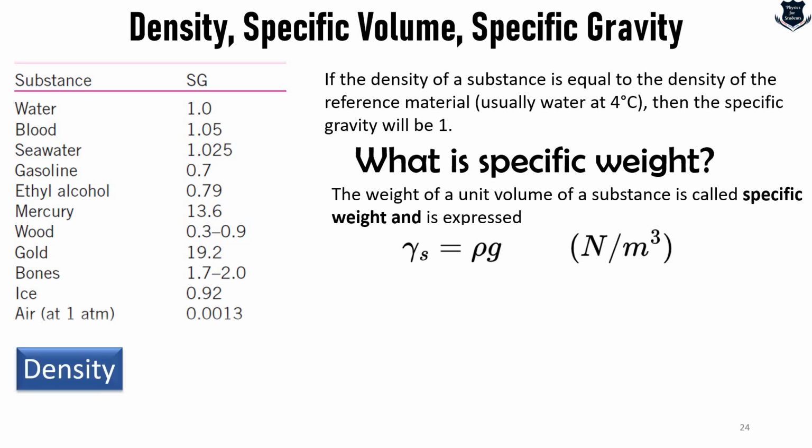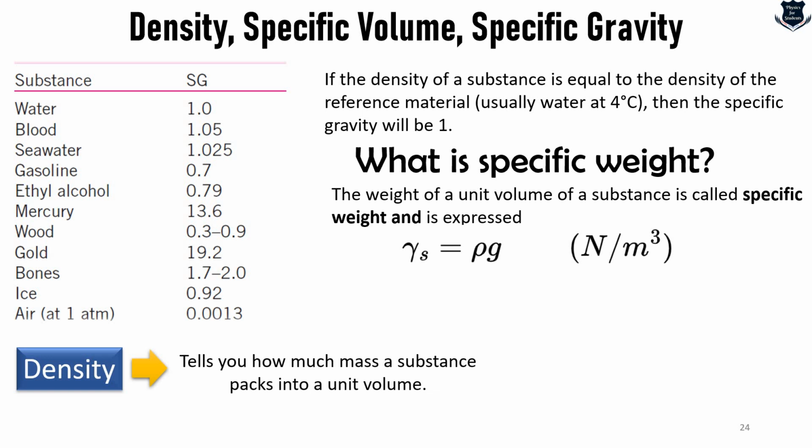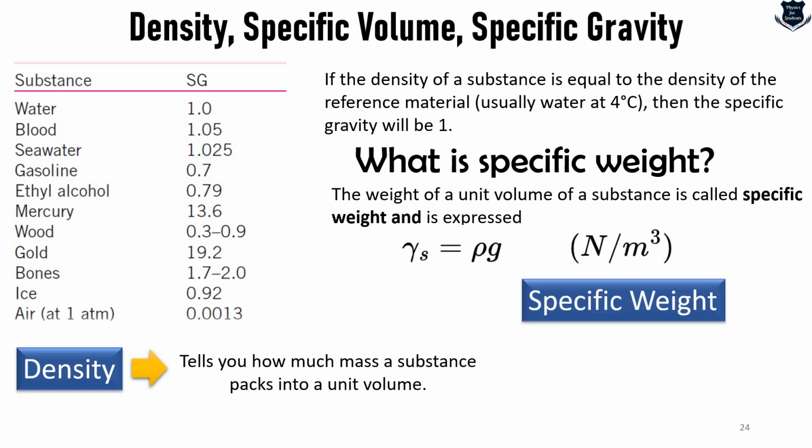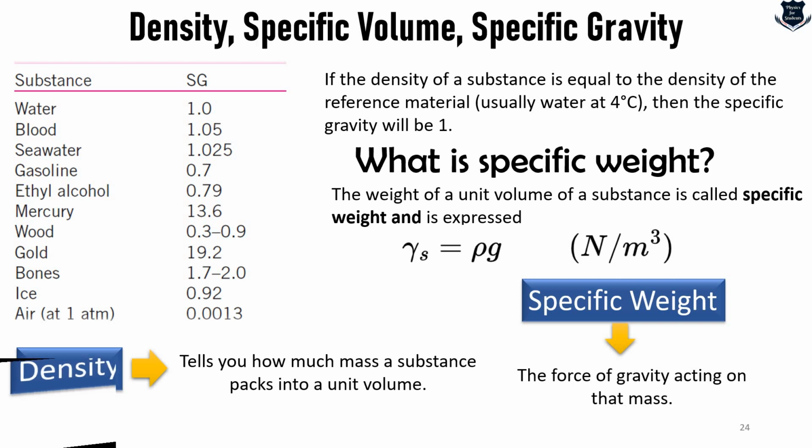So here is the concept. Density tells you how much mass is packed into a volume, but specific weight goes a step further. Since weight is the force exerted by gravity on the object, specific weight tells how strong the gravitational force is per unit volume of the material. So ultimately again we come to the concept of gravity. Density will tell you how much mass a substance packs into the volume, and specific weight will be the force of gravity acting on its mass, and that is why you can see that the unit is Newton per meter cube. So obviously it would be something related to gravity.